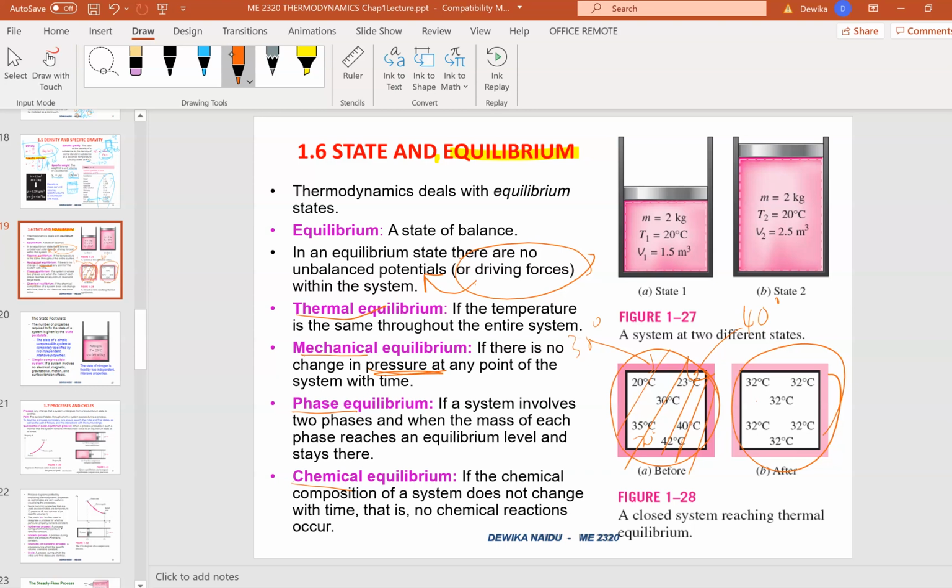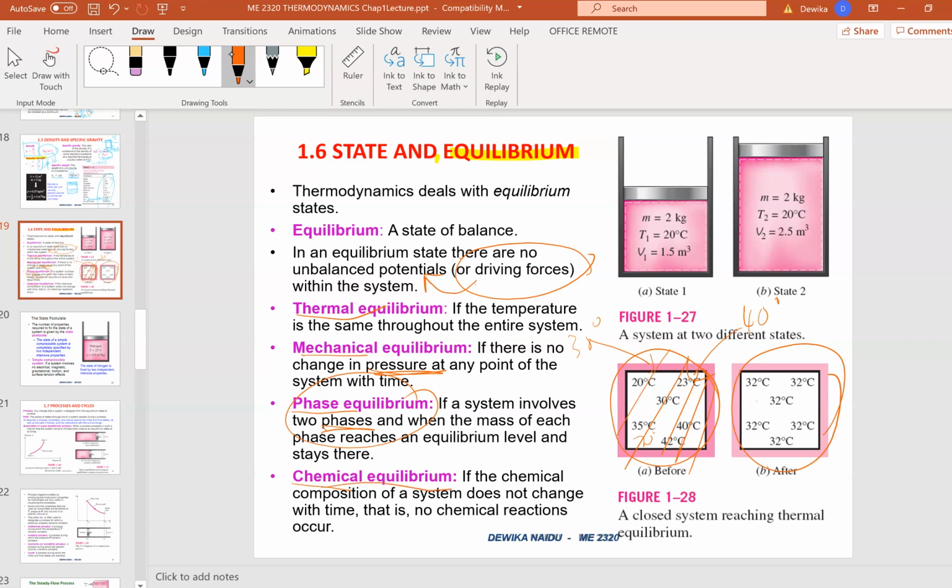If it's at the ground level, yeah. If you climb up Mount Everest, then it's going to be different. The pressure will be dropping. Next, we have phase equilibrium. So if you have two phases, for example liquid phase and gas phase, you put them together, they will also find phase equilibrium. And then we have the chemical equilibrium.